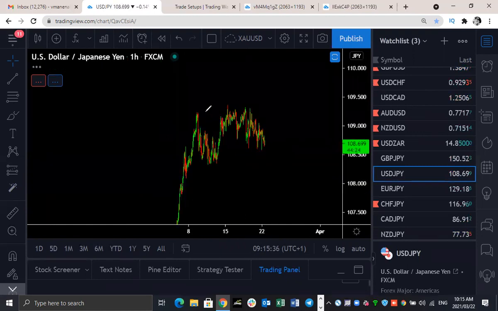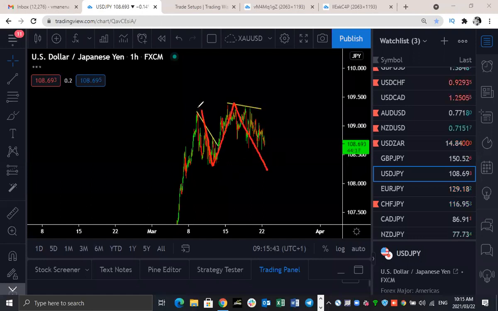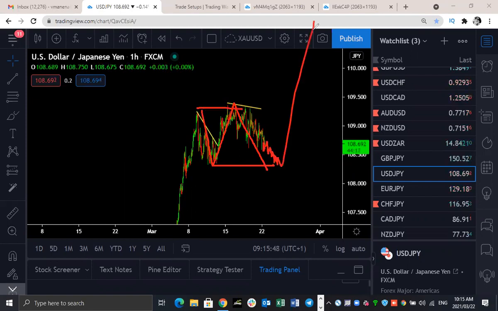So US dollar yen, 3 waves down, 3 waves up, 3 waves down. That's a WXY corrective structure. So if this one comes back down around these levels, we'll be expecting this to continue to the upside.